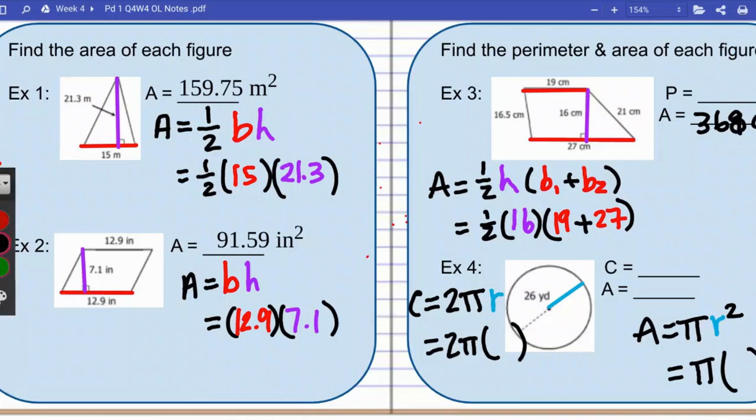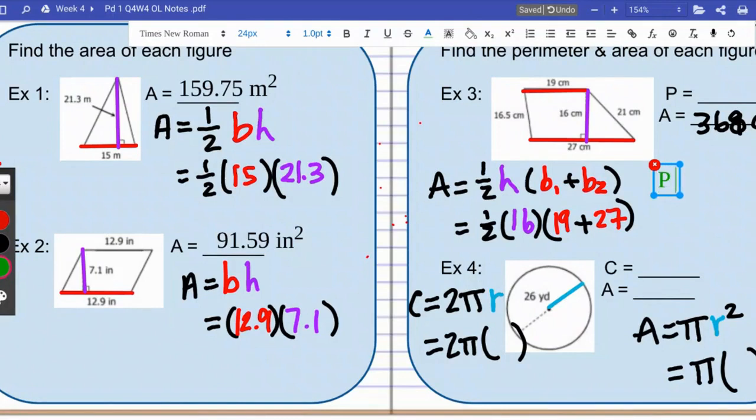If we want perimeter, perimeter is just when we take all the sides and add them together. So to get perimeter, we're just going to add together all the outsides. So 16.5 plus 19 plus 21 plus 27. And we get 83.5. Since we're talking about perimeter, it is a length, not an area, so that's just going to be in centimeters.